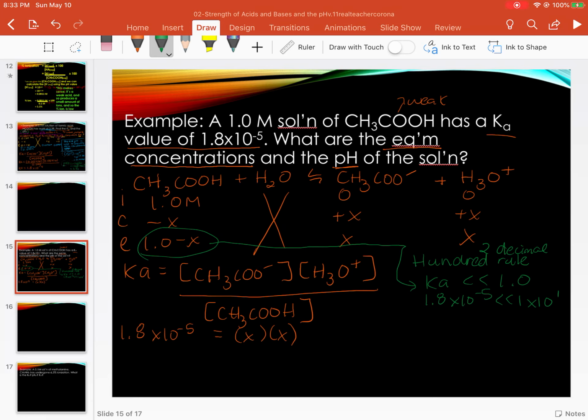So since Ka is much, much less than 1, then we're going to say 1 minus x is approximately equal to 1. So then in the bottom of our fraction here, we're going to have 1. So then we don't have to use the quadratic formula to solve for this. We can just square root. Okay, I'm going to try to fit all this on this slide. So I'm going to cross multiply. So even though it's 1 down here, I'll show the work.